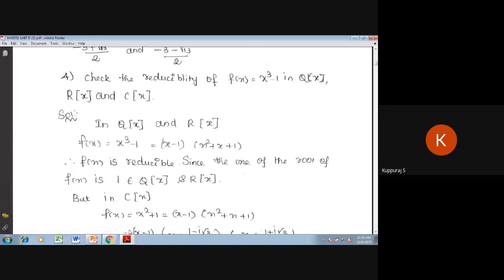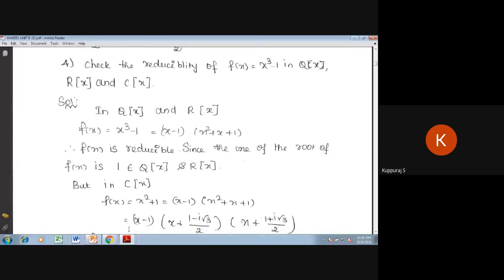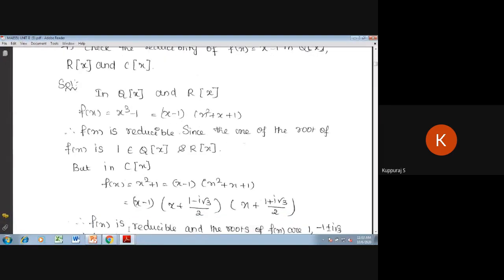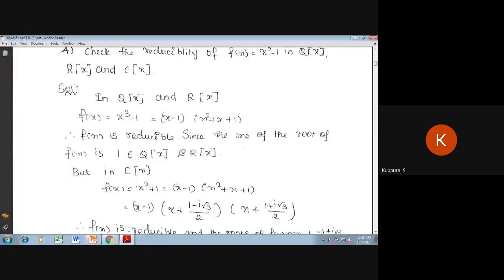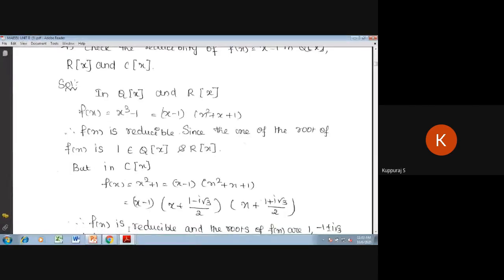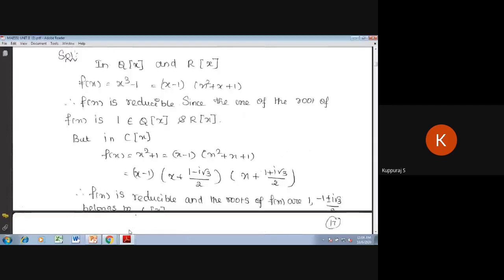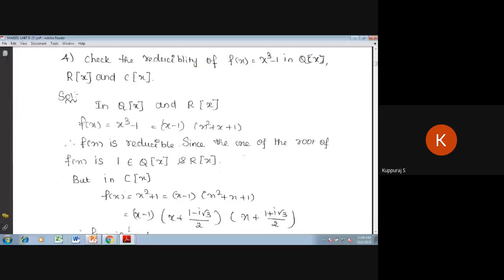So on to the next problem, check the reducibility of f of x equal to x cube minus 1 in Q of x, R of x and C of x. So x cube minus 1 can be expressed as x minus 1 into x square plus x plus 1. Again, x square plus x plus 1 can be expressed as x plus 1 minus i root 3 by 2 into x plus 1 plus i root 3 by 2. So this polynomial is reducible over C of x, which is irreducible over Q of x and R of x.